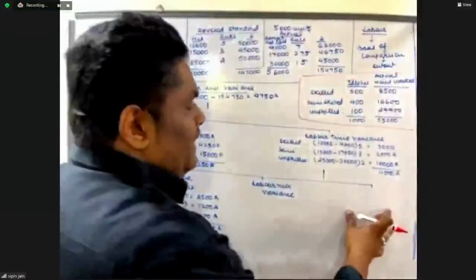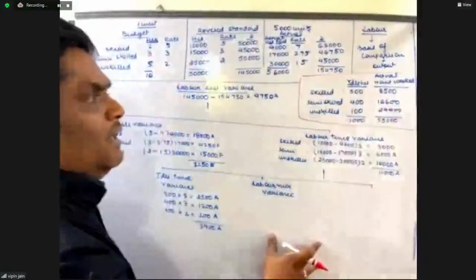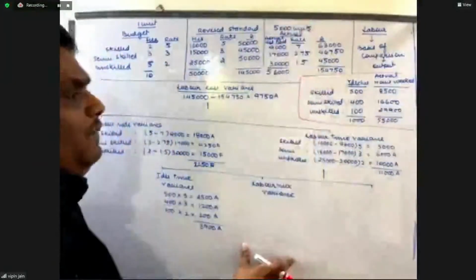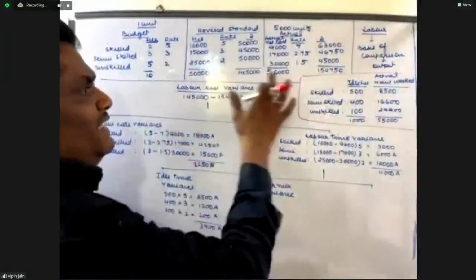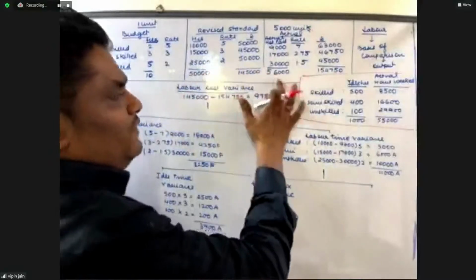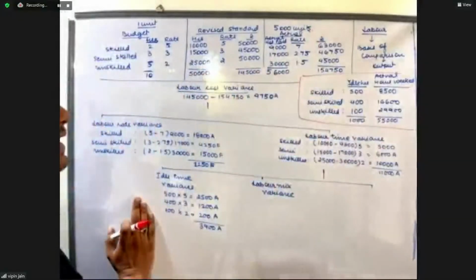For mix and yield, the actual hours worked will come into picture rather than actual hours paid. Why? Because there is a difference of 6,000. Of this, 1,000 is already considered in idle time.